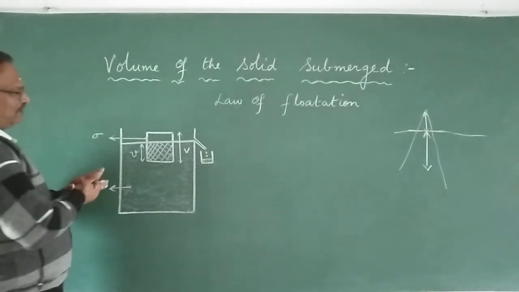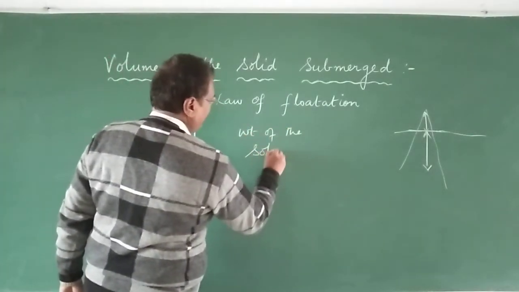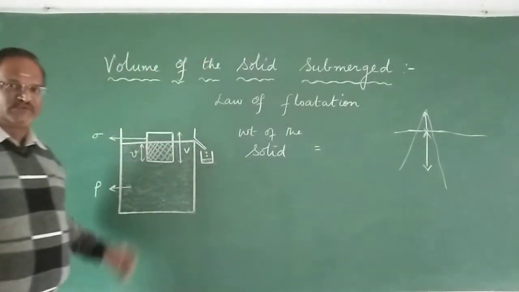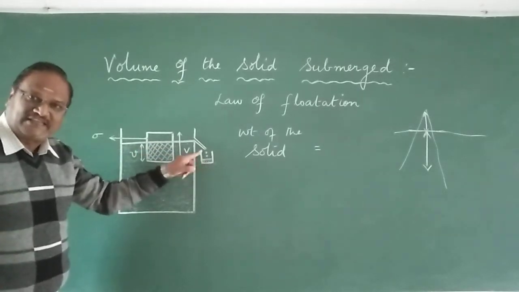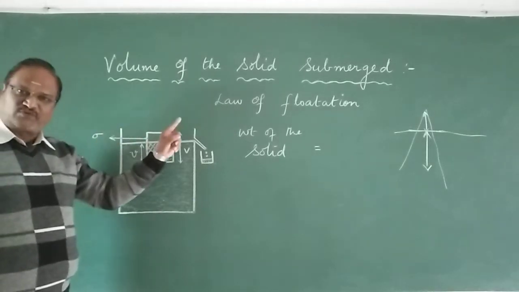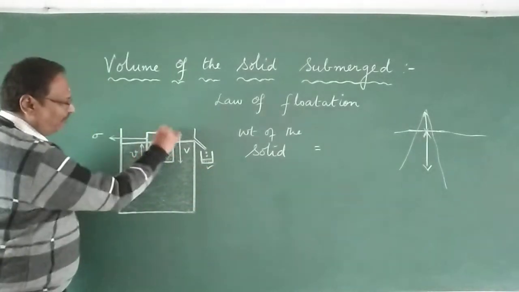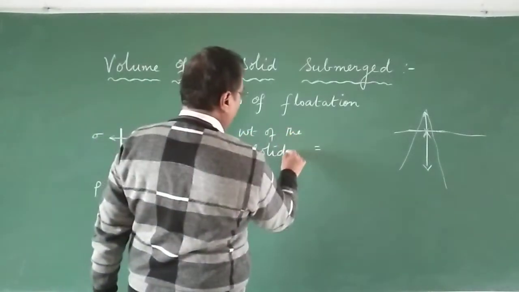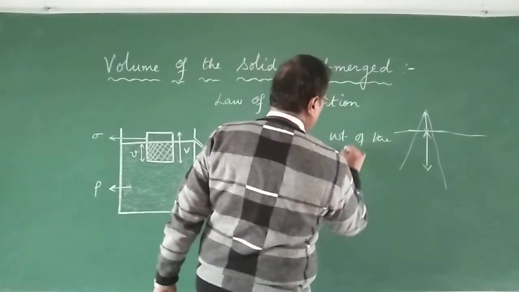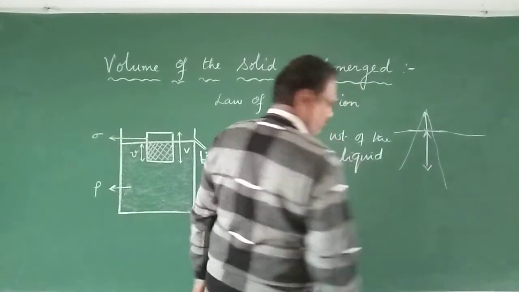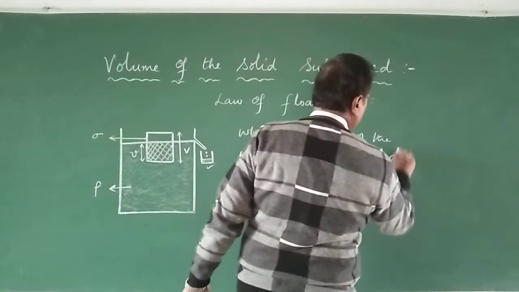First, we will study the weight of the solid. You know, if the weight of the solid is equal to the weight of the liquid displaced, then the body will float. The condition for flotation is that the weight of the liquid displaced should be equal to the weight of the body. So I write: weight of the solid or body is equal to weight of the liquid displaced.